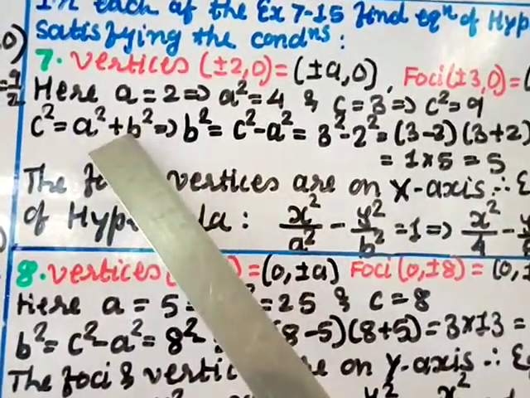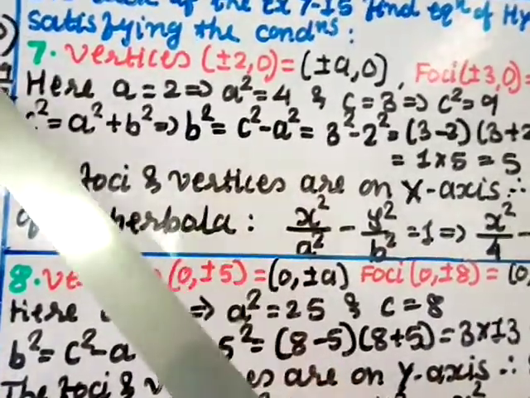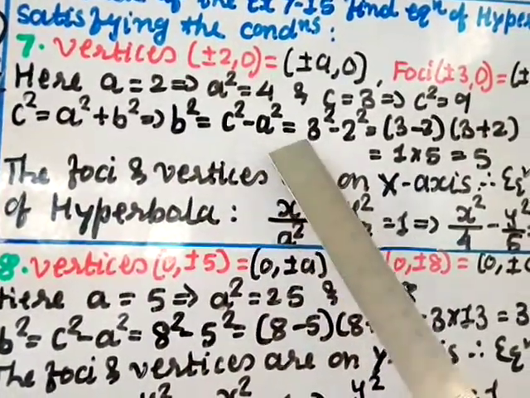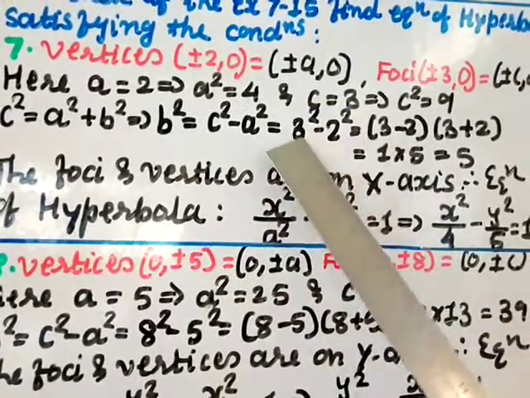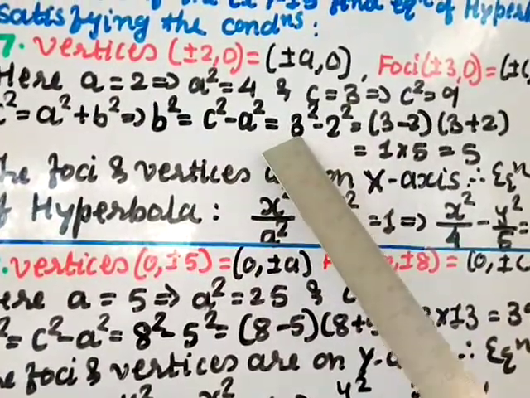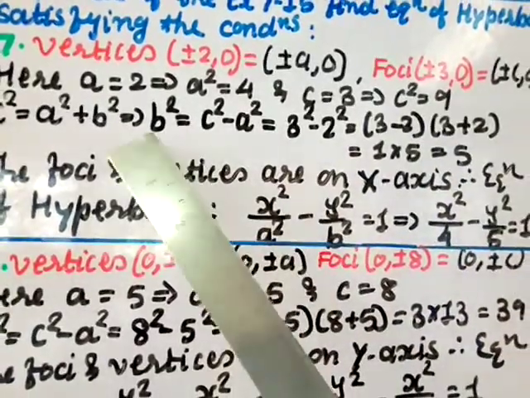You want to find the value of b square, so a square transfers over here and becomes negative, and here remains b square equal to c square minus a square. The c value is 3, so 3 square, minus the a value is 2, so 2 square. You can use 3 square as 9, minus 2 square as 4, and that value will be b square.